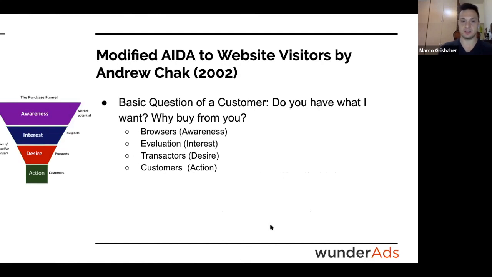Then there's this modified AIDA sales funnel for website visitors. This was created by Andrew Chuck, one of the resources from the author of the book Submit Now. So here again, we have the process, the evaluationists, the transactors, and the consumers. The reason why this is so important to understand is because on your website, you have to communicate to all of those different stages and to all those users who are at those different stages. And how to do that, I will talk about in a little more detail.